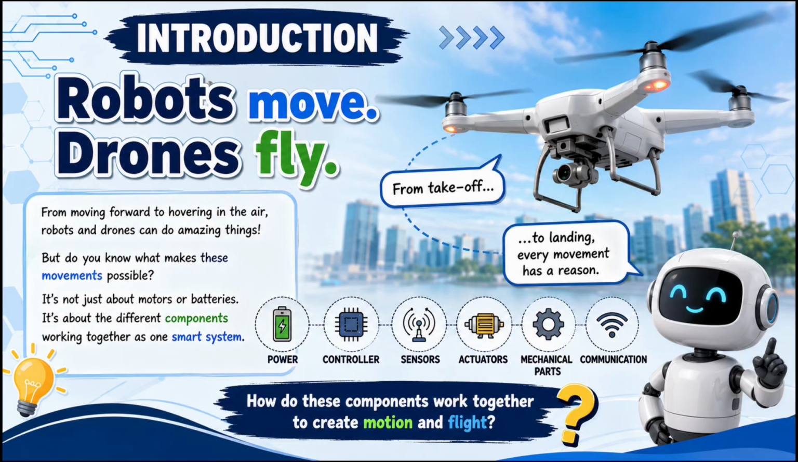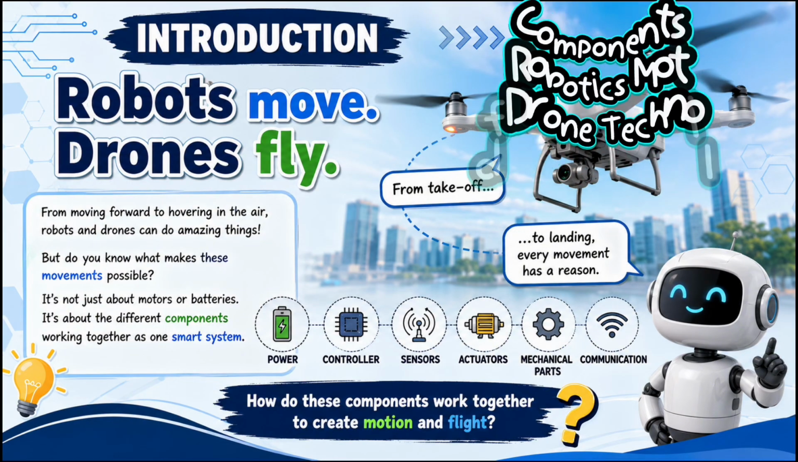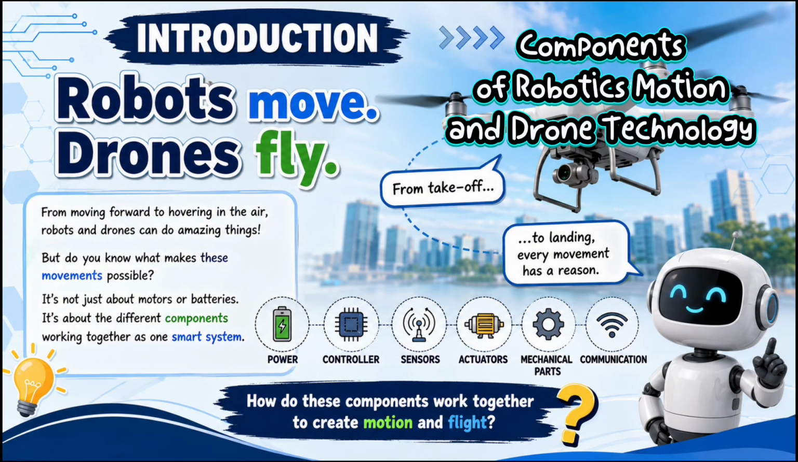Well, not exactly. Robotic motion is actually the result of several components working together as one system. Welcome to our lesson, Components of Robotic Motion and Drone Technology.